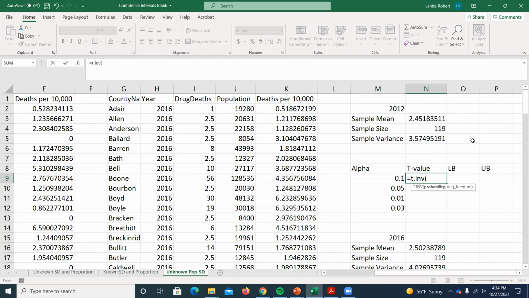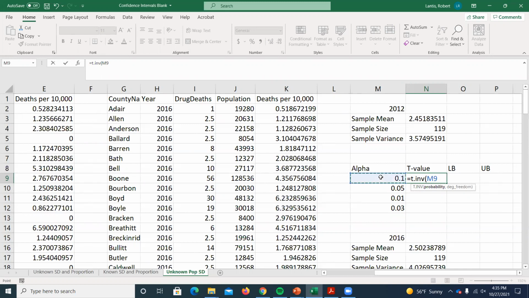So instead of NORM.S.INV, all we do is use the T.INV function. If you had set these confidence intervals up before, based off of what we did on Monday, everything would be correct except you shouldn't have been using NORM.S.INV, you should have been using T.INV, because we only had a sample variance there for that final problem 3. Okay.